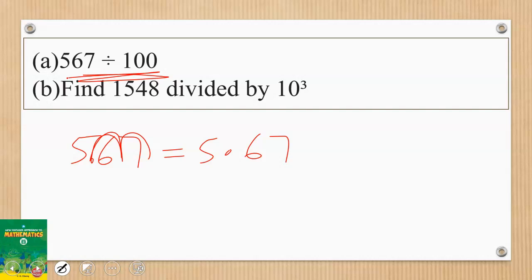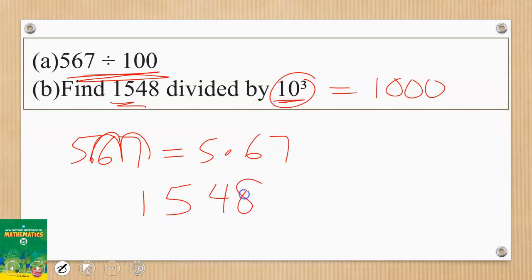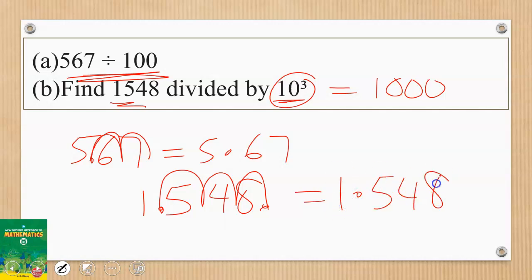Now look at the second one. Find this divided by that. And this simply means how many zeros? 3 zeros, like I said earlier on. So if the number is 1548, the decimal point is here, and it's going to move 3 times. So 1, 2, 3. So that our answer becomes 1.548. So that is how we do division by numbers in powers of 10.